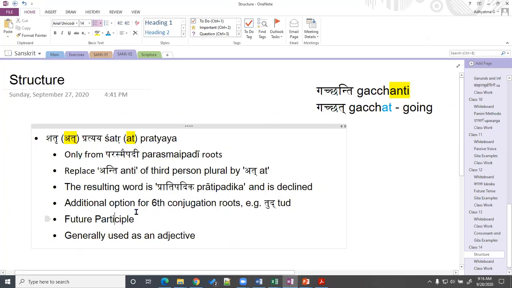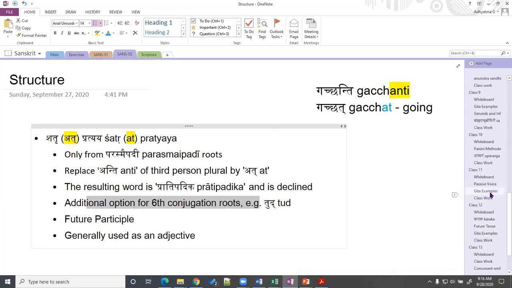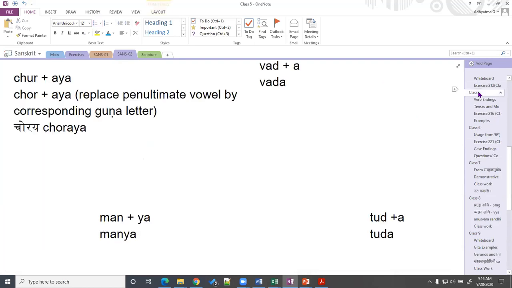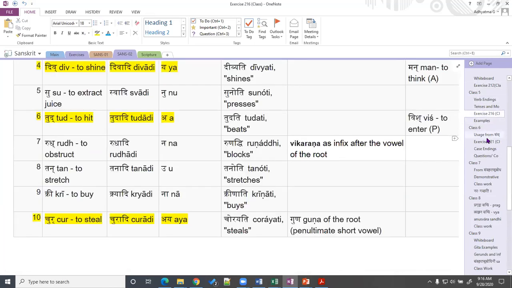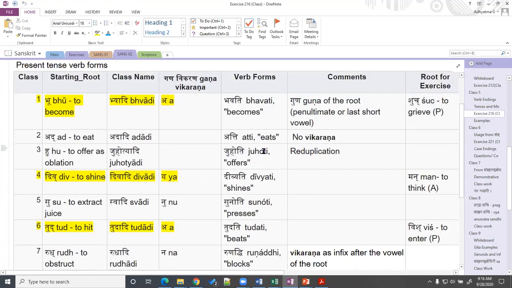There is another twist here in these Shatru Pratyaya words, for the 6th conjugation roots. If you remember, we studied earlier the conjugations of the verbs, different classes. I'm not sure which class we studied those. Let me see. Here it is. We studied in class number 5. So we studied these conjugations. And the 6th conjugation verbs, roots, tud, we say tudadi, like vish, vishati. So for 6th conjugation roots, there is an additional rule.